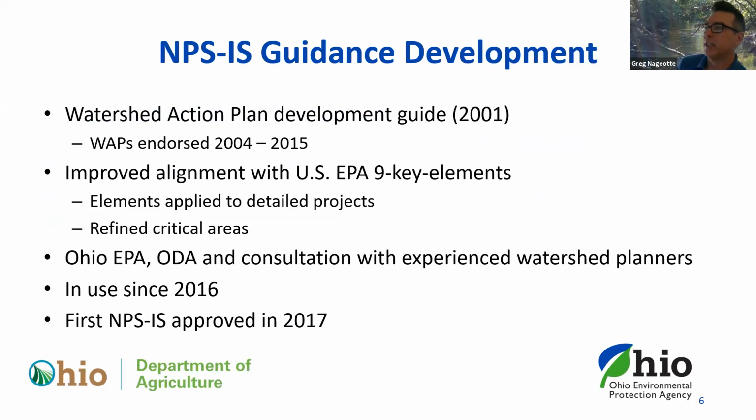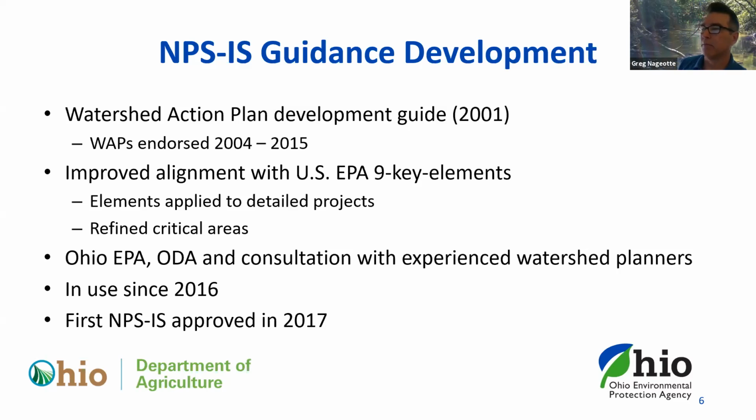So a little bit of history. As I mentioned, the Watershed Action Plan Development Guide was developed by Ohio EPA in partnership with many other agencies and stakeholders. And that resulted in a lot of watershed action plans across the state. You can still access those through the Ohio EPA website as reference documents. They do not carry any weight now as far as ability to receive funds, but those were endorsed between 2004 and 2015.